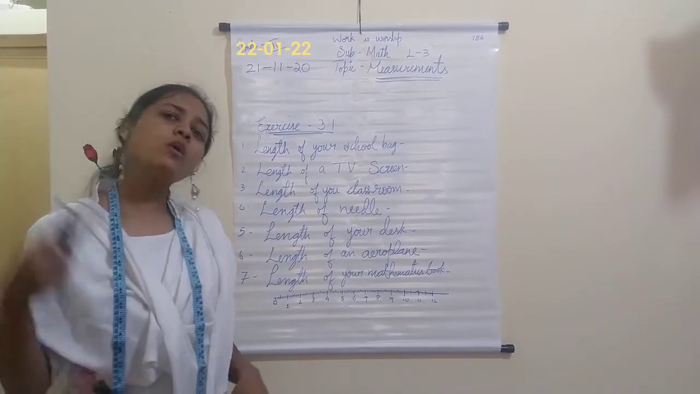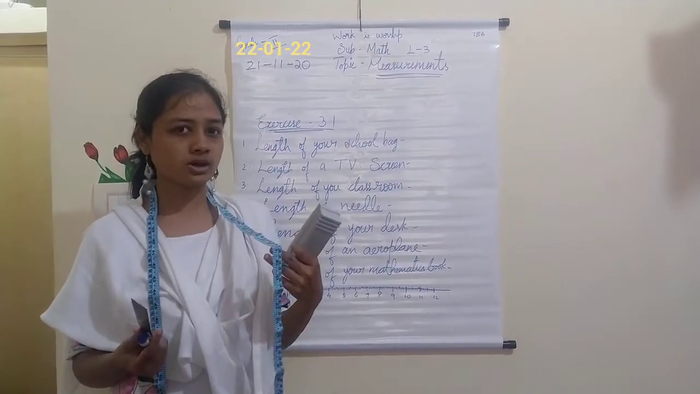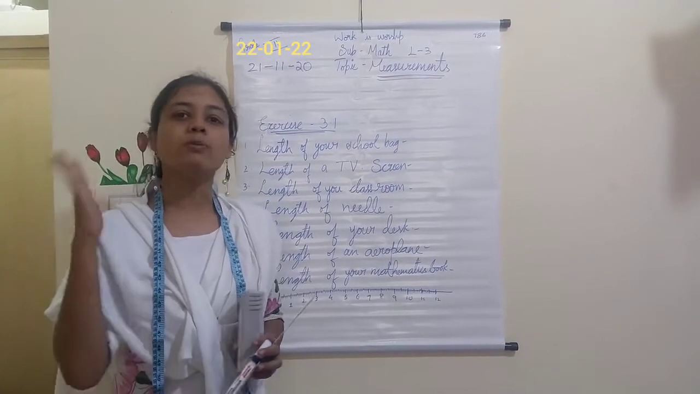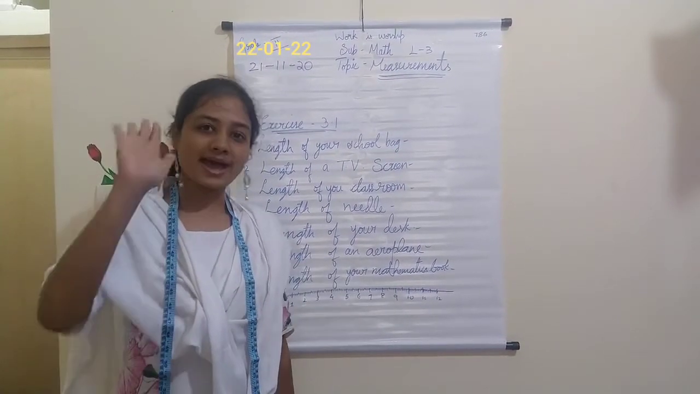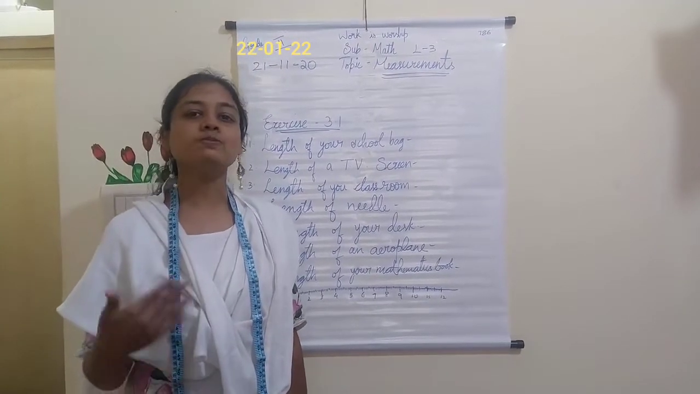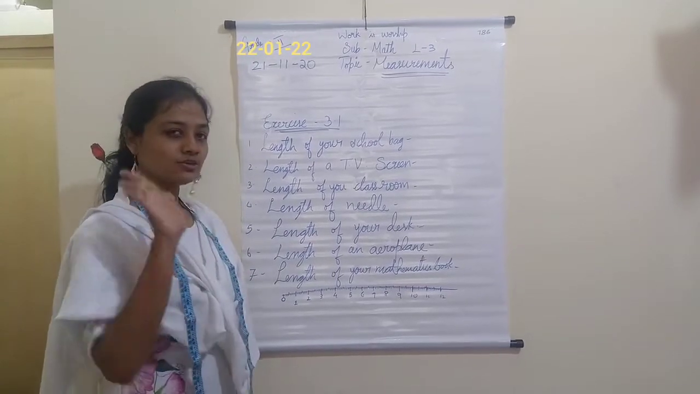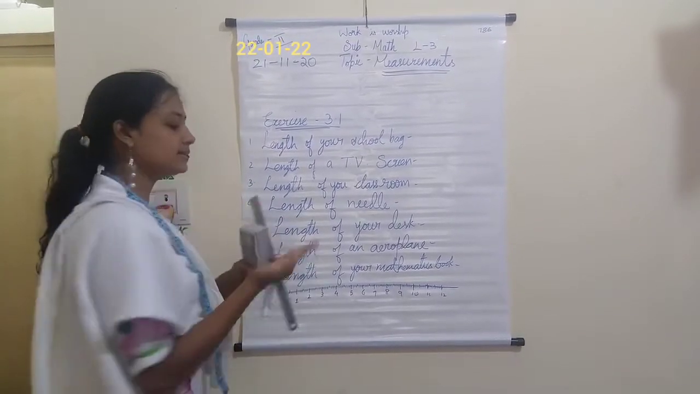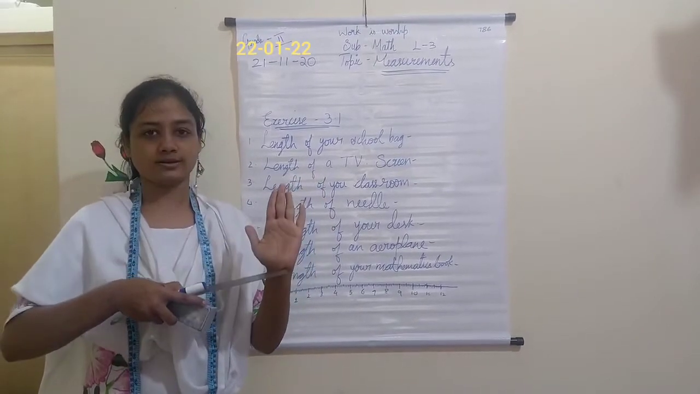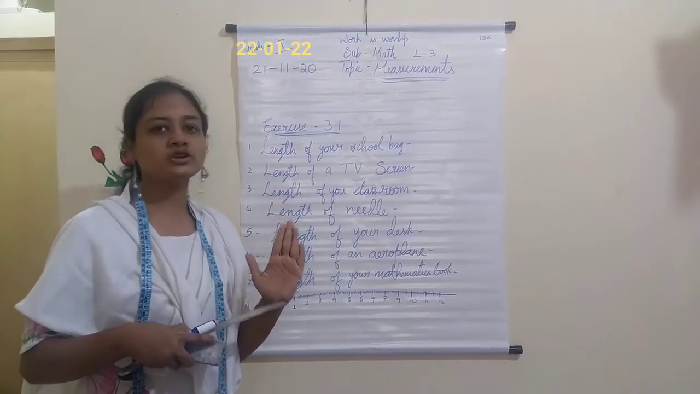But what about in the olden days? In olden days, they didn't have a scale or a tape to measure. And how did they measure? They used their body parts like their hands, their legs. They used these body parts to measure things. I'll show you how. See, the first thing they use is the palm. That is your hand from here to here. This is called palm.